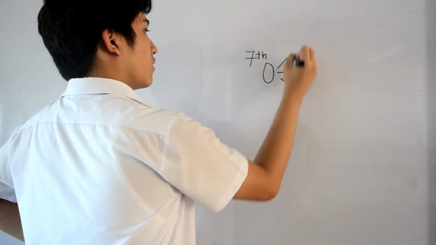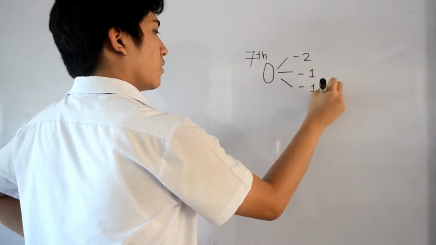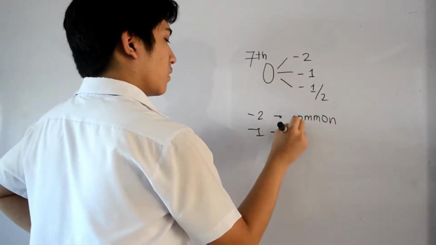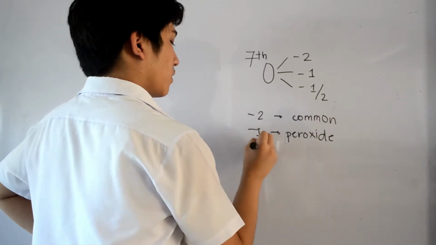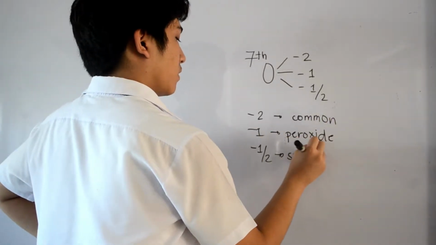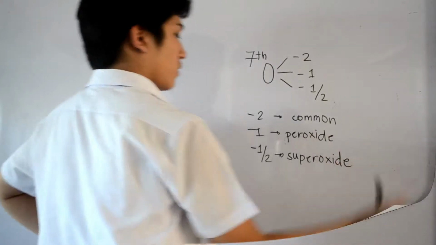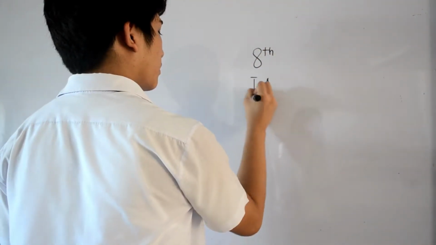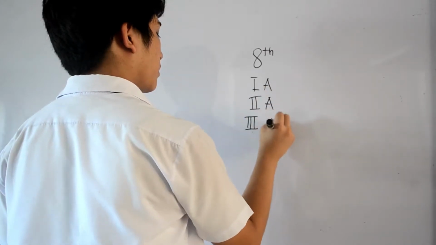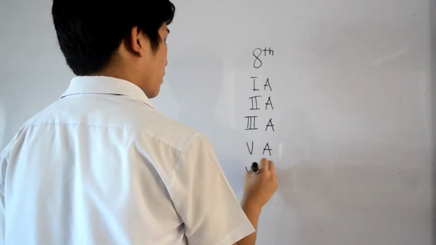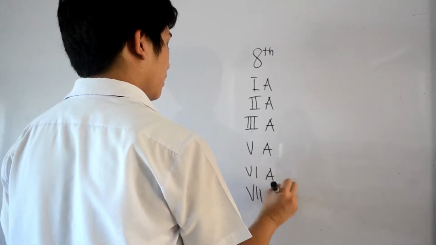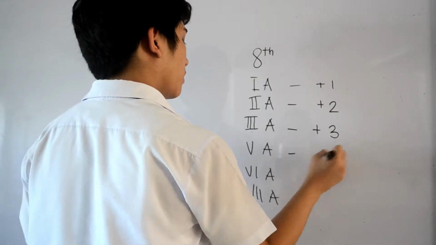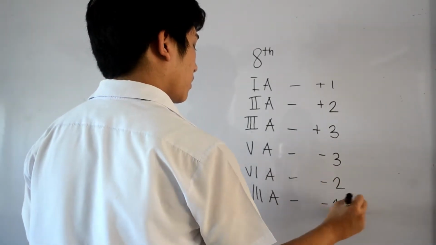The seventh rule is that oxygen, the second most electronegative element, takes -2 as its most common oxidation state. It, however, takes -1 when it's in peroxide form or -1/2 when in superoxide form. The eighth rule is that members of family 1A have an oxidation state of +1, members of 2A +2, and members of 3A +3. On the other hand, family members of 5A have -3, 6A -2, and 7A -1.